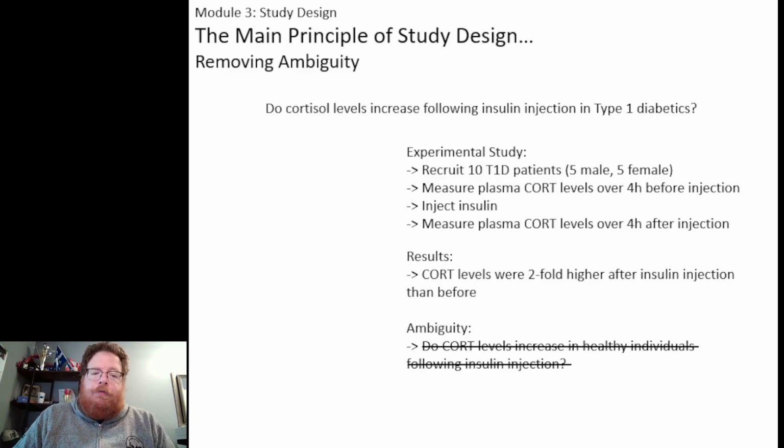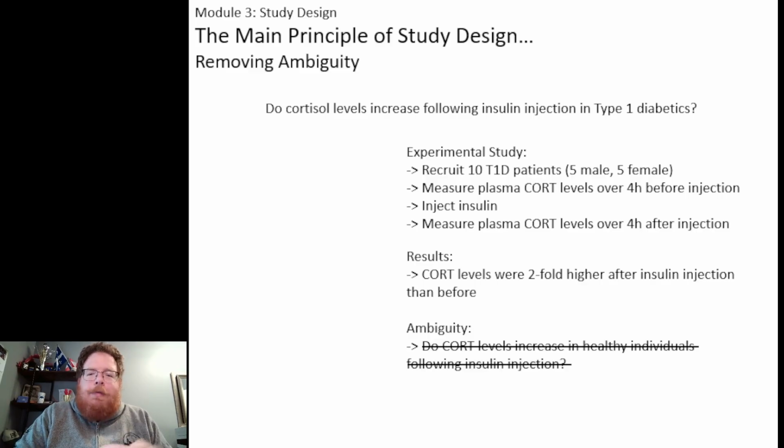specifically, does cortisol level increase following insulin injection in type 1 diabetic patients? So our question didn't care about healthy patients whatsoever. So why would we do insulin injections in healthy patients to see what happens to their cortisol? That's not helping us answer the question at all. We're not interested in comparing. The question didn't say, is there a difference in cortisol increase following insulin injection in healthy versus type 1 diabetic patients? That wasn't the question that we were interested in answering.